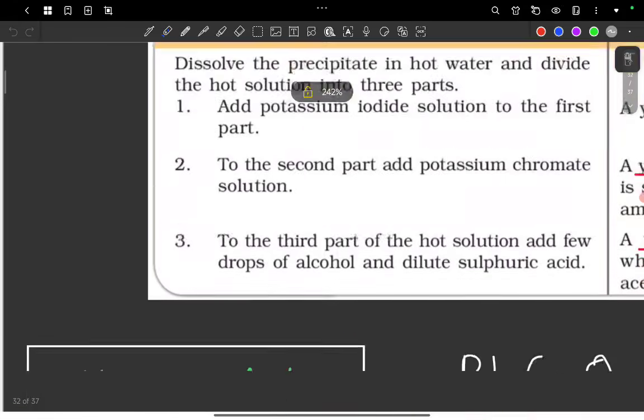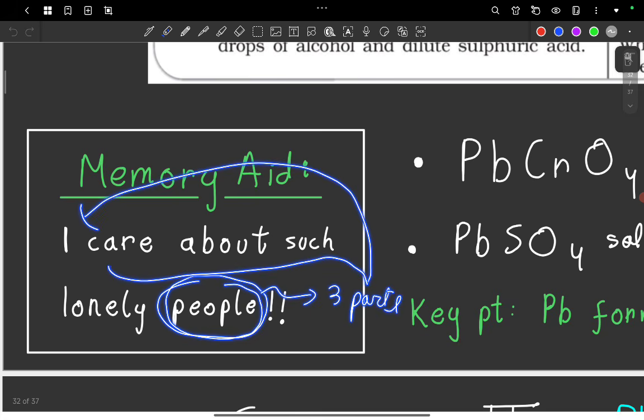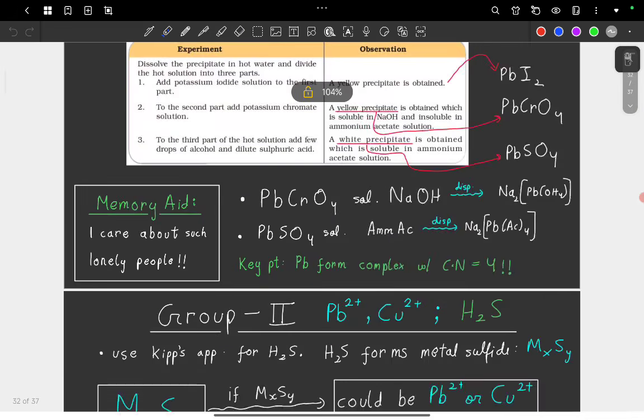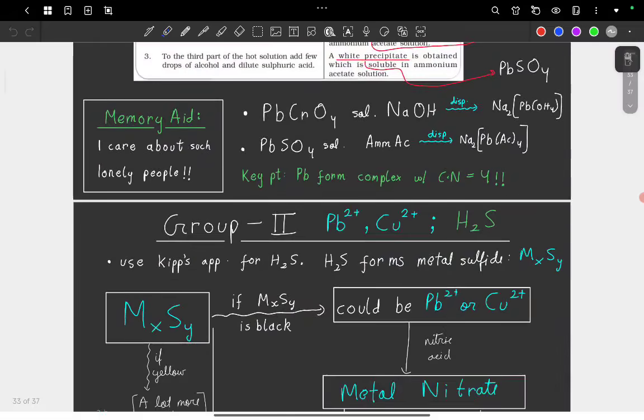I care about such lonely people, which means that using PB, you have to divide its precipitate in three parts. One of them reacts with I, one of them with chromate, or another one with sulfuric acid. Okay, this was the group 1 cation.